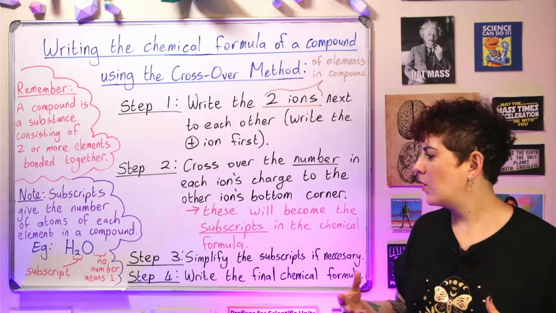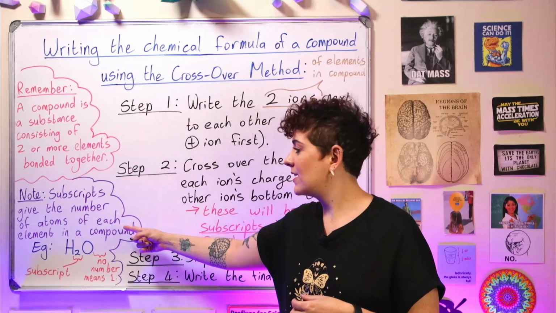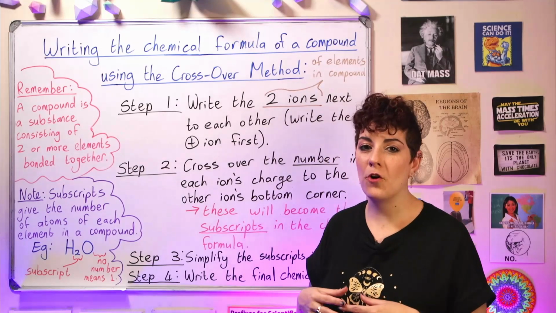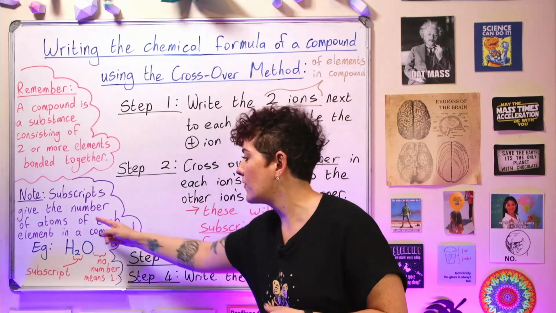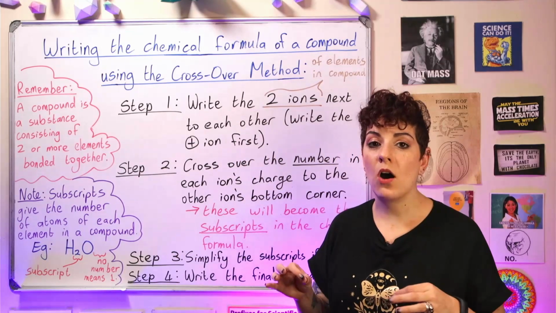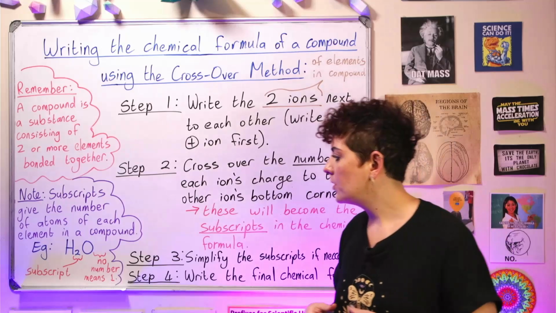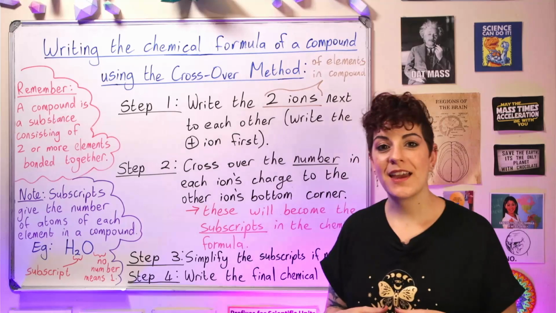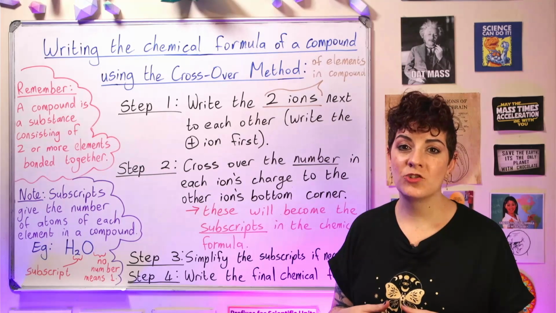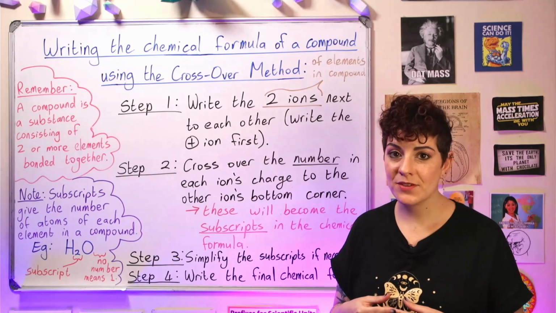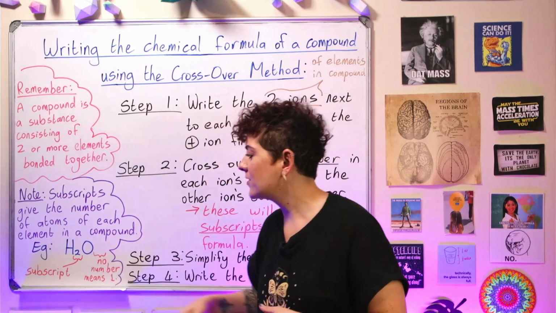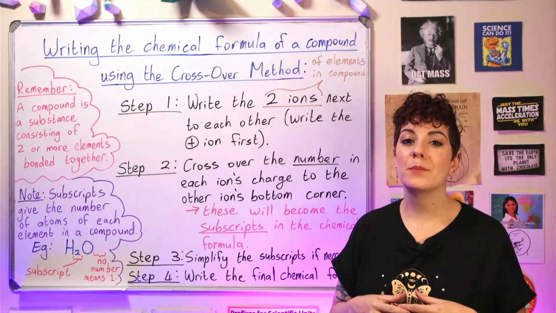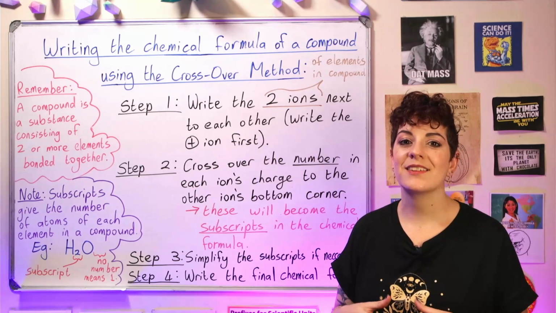So you might ask yourself, what is a subscript? I've written over here, subscripts are the little numbers that you see in a chemical formula. And the subscript tells us the number of atoms of each element that are in a compound. For example, we've got here H2O, and the little number 2 is a subscript, and it tells us that in each molecule of H2O, there are 2 hydrogen atoms. Now, there's no number next to the oxygen symbol, and that means the subscript is 1. Remember, if you don't see a number, it means 1, because we don't show the 1s in chemistry.